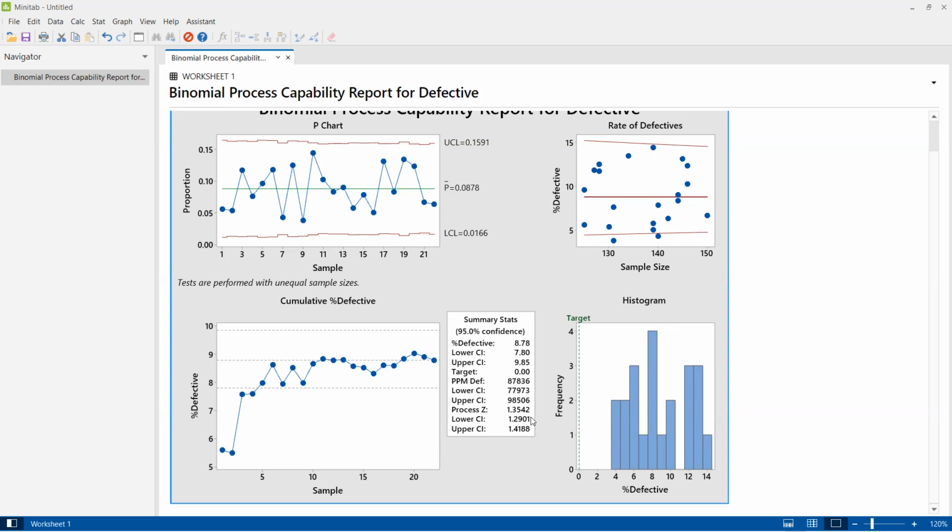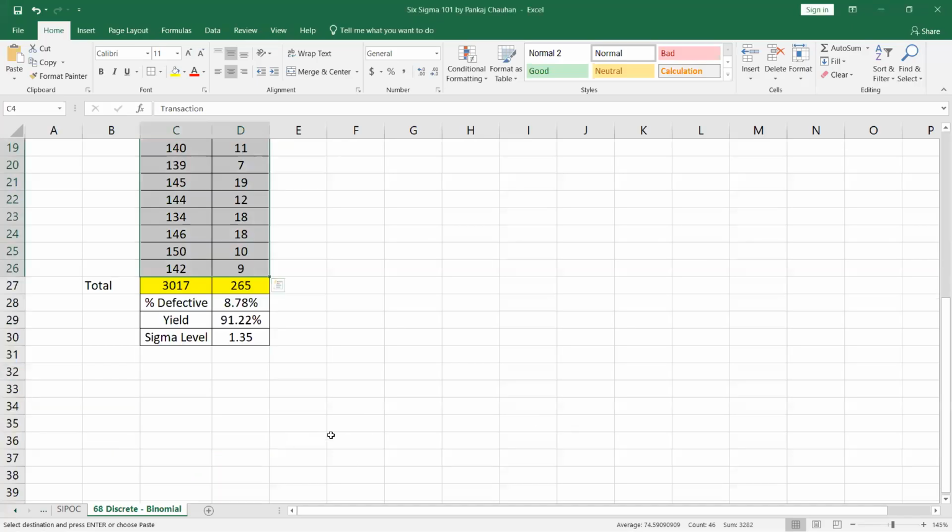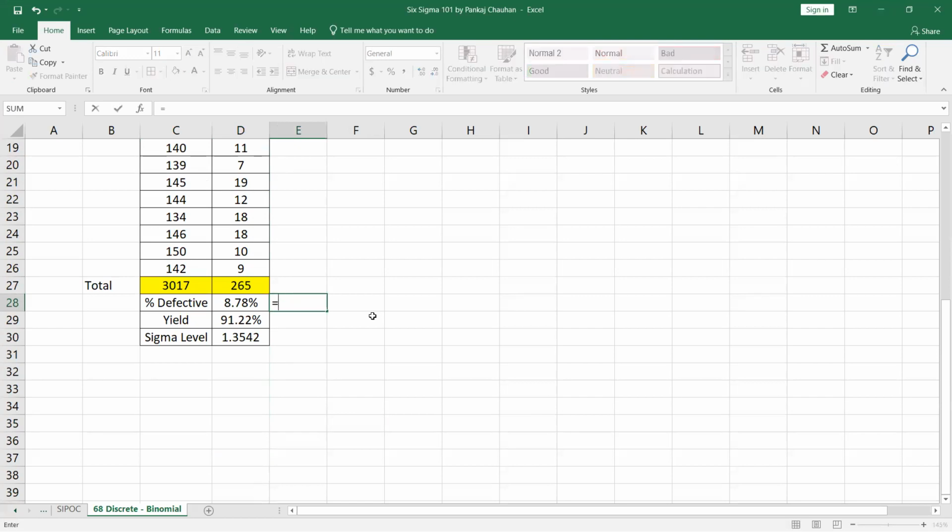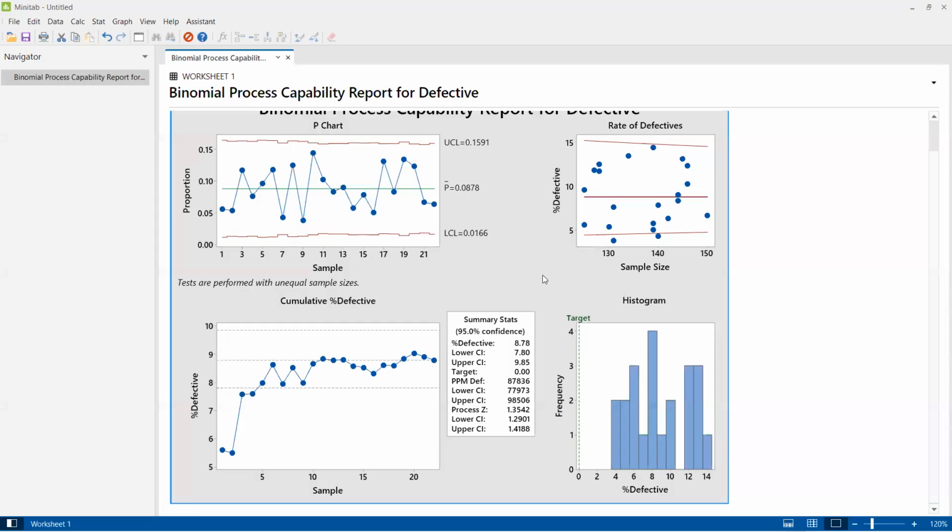The Z value, the process sigma level, is 1.3542, which is what I was telling you, that your sigma level is 1.35. For the defects, if you want to convert the 8.78% into the DPMO level, multiply by 10 to the power 6, and you have 87,836 defects here. This is the way we calculate the process capability of binomial data.